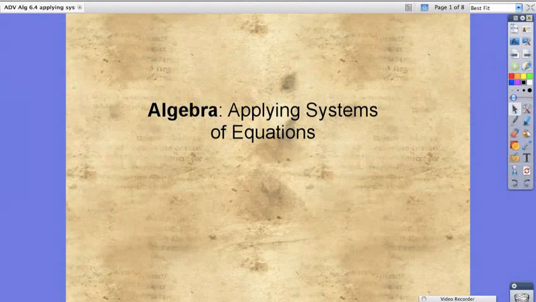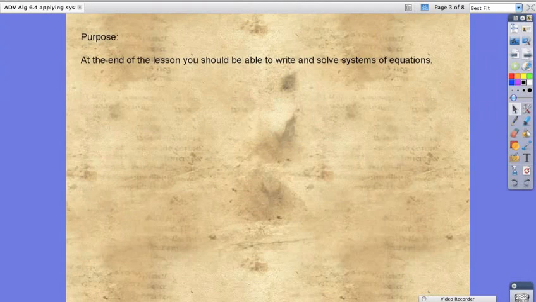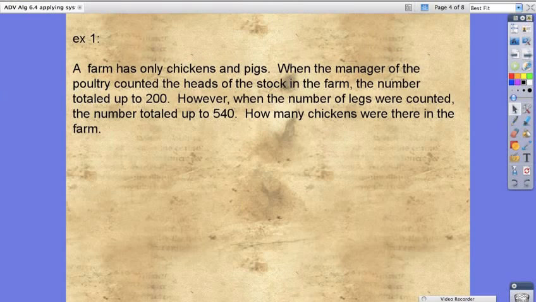Hello students. Today in your algebra class, we're going to be working on applying systems of equations. So at the end of this lesson, you should be able to write and solve systems of equations. Now, let's work on example 1.